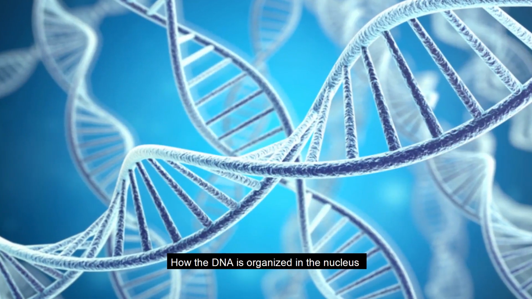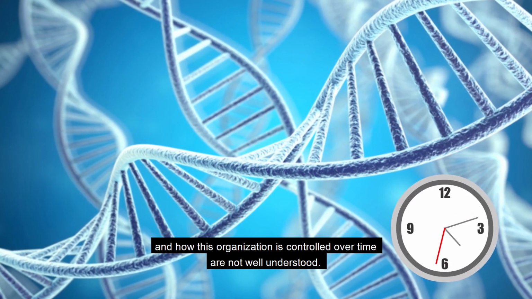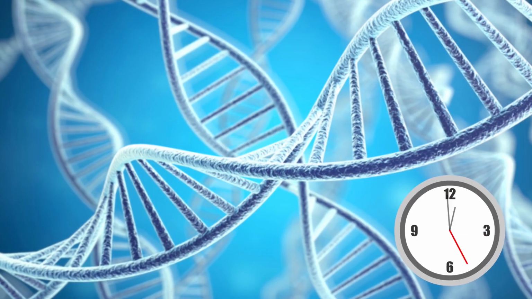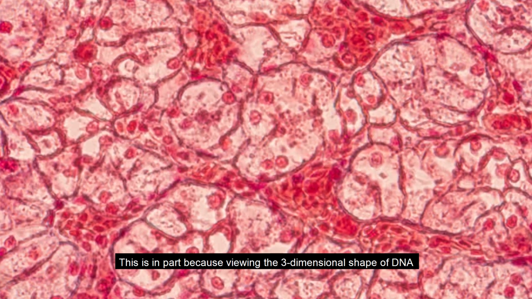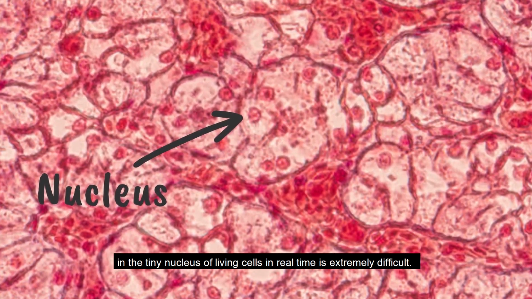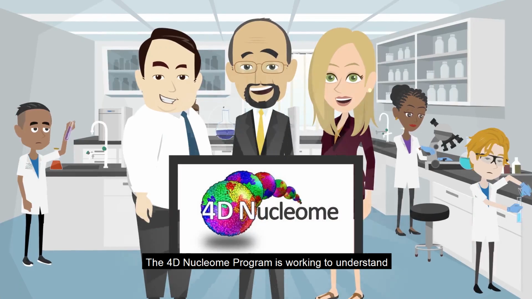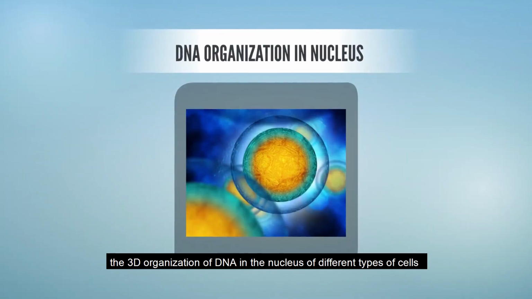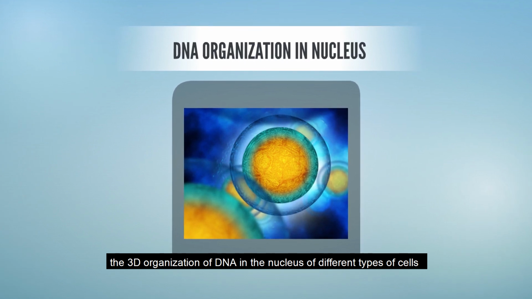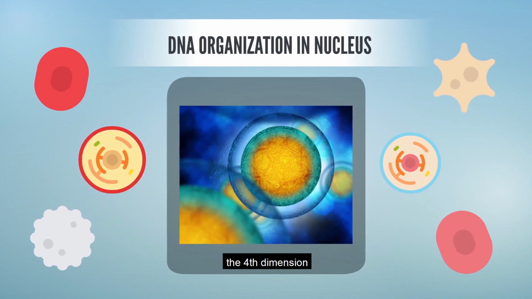How the DNA is organized in the nucleus and how this organization is controlled over time are not well understood. This is in part because viewing the three-dimensional shape of DNA in the tiny nucleus of living cells in real time is extremely difficult. The 4D Nucleome Program is working to understand the 3D organization of DNA in the nucleus of different types of cells and how it changes over time, the fourth dimension.